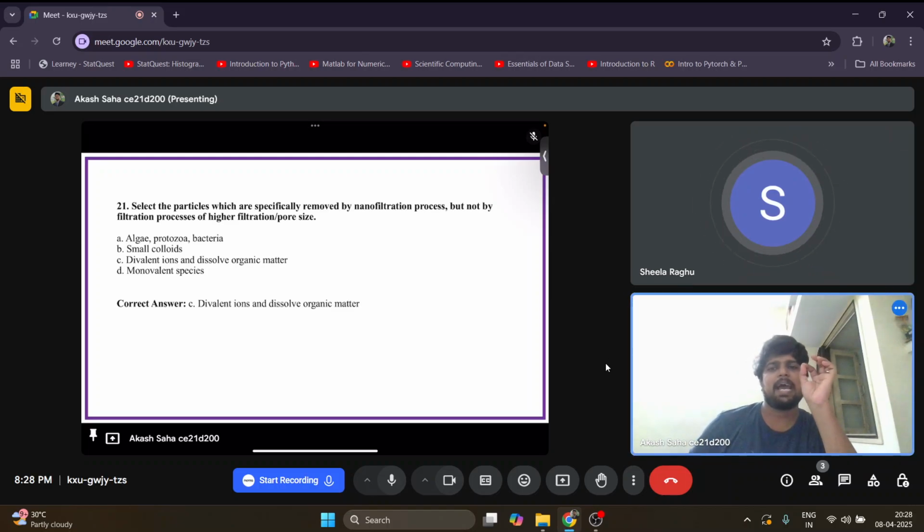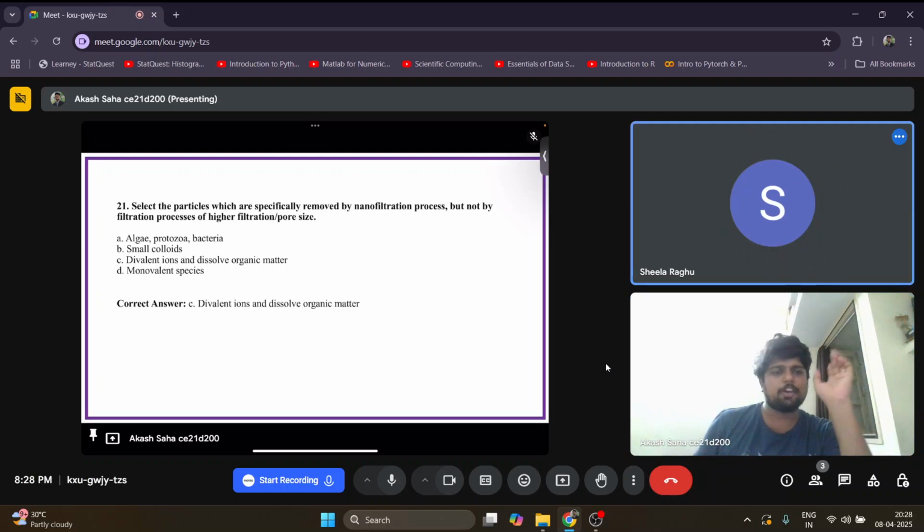Algae, protozoa, and bacteria will be removed by both microfiltration and ultrafiltration, because they are bigger in size. Small colloids, though smaller in size, will be mostly removed by ultrafiltration. Then divalent ions or dissolved matters will be removed by the nanofiltration.